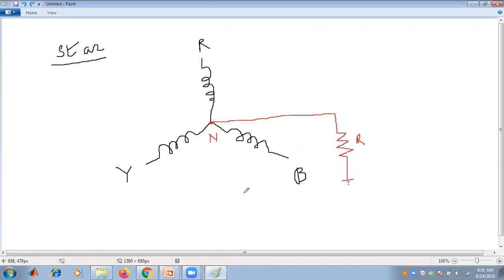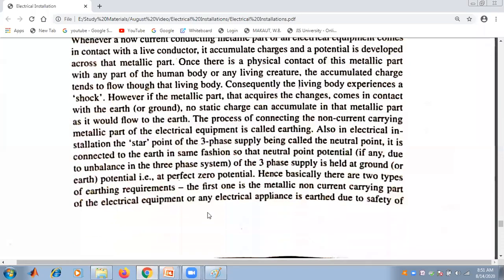So this is the general conception of a three-phase system for a star connection where a neutral is given and the neutral is directly connected to the ground potential or zero potential. If any unbalance is there within the system, that unbalance can be nullified with the help of that neutral or earthing conception. So this is called the perfect zero potential.